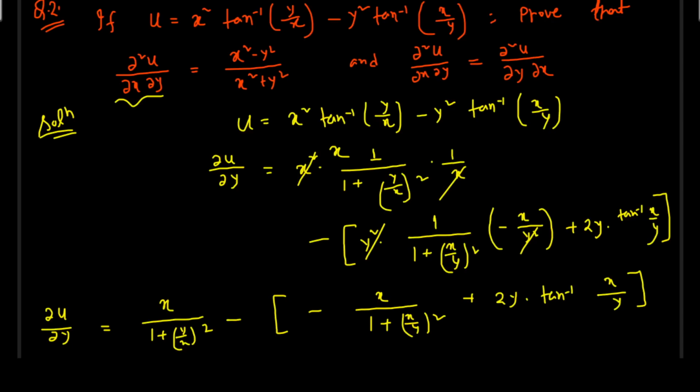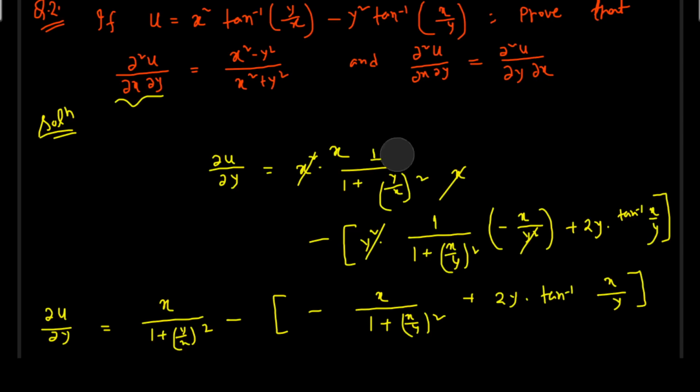So let me rub this upper line. Now let me check one time. Okay, so del u upon del y is x square, and then it will be this, and y square, this will be this. Okay, so I think everything is all right. So let me move to the next part of the solution.